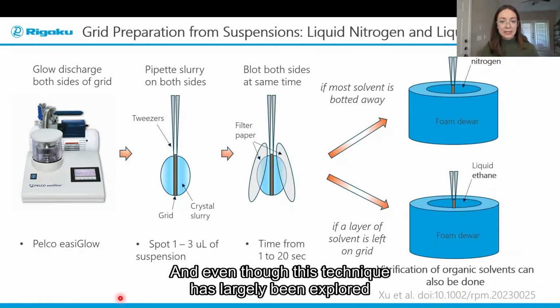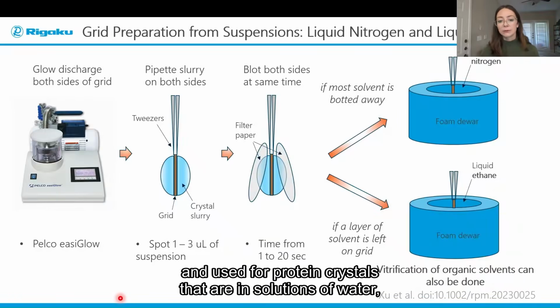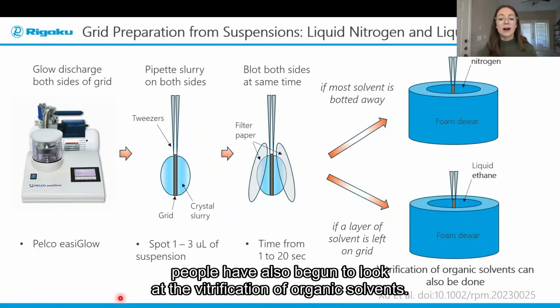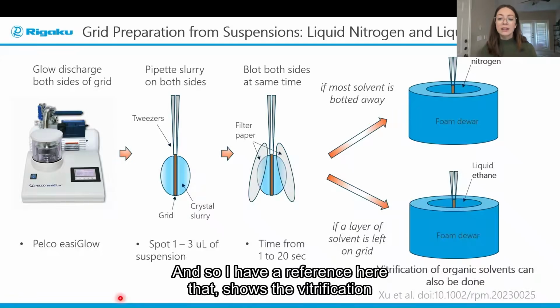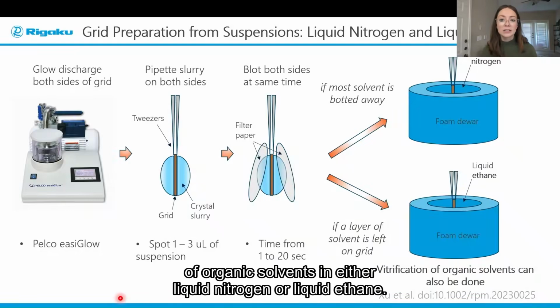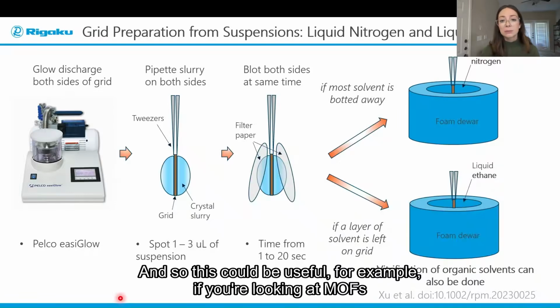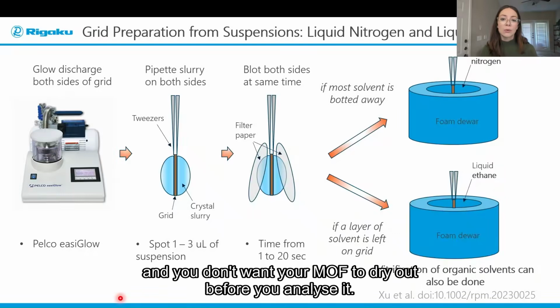And even though this technique has largely been explored and used for protein crystals that are in solutions of water, people have also begun to look at the vitrification of organic solvents. And so I have a reference here that shows the vitrification of organic solvents in either liquid nitrogen or liquid ethane. And so this could be useful, for example, if you're looking at MOFs and you don't want your MOF to dry out before you analyze it.